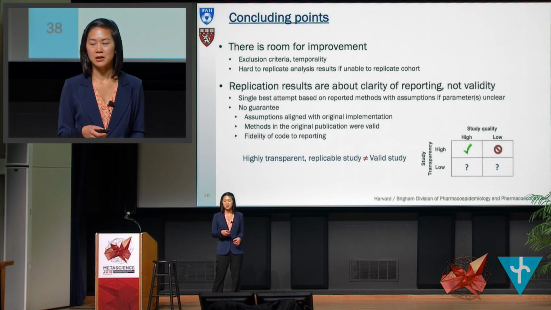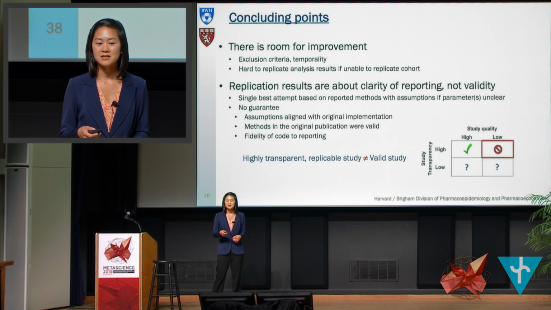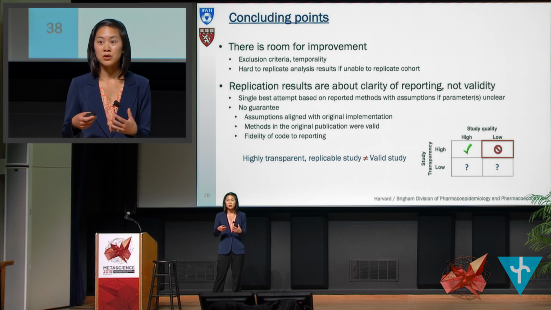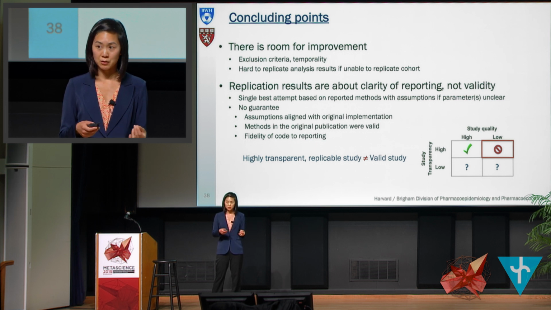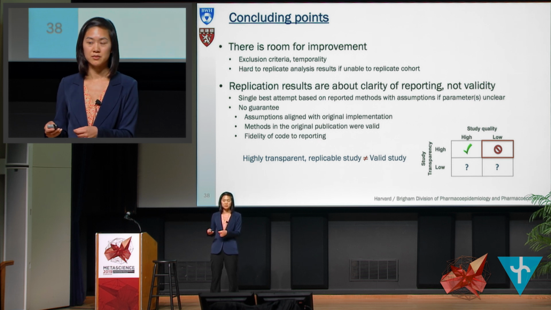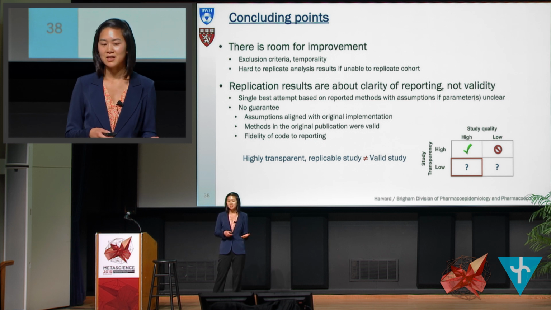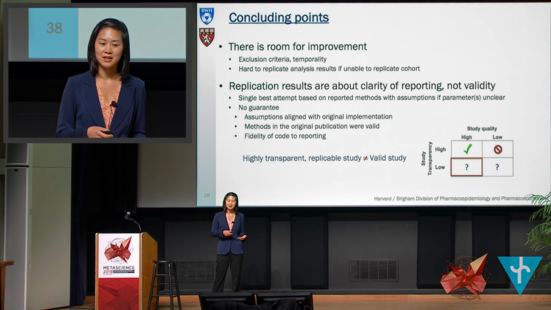Another take-home point is that our replication results are about clarity of reporting and not necessarily an assessment of validity in and of itself. We had studies in our sample with clear design flaws, but because they reported what they did so clearly, we were able to replicate the flawed result. We also have studies in our sample that may have been really great studies, but we couldn't tell what they did. So we had to make assumptions, and those assumptions may not have aligned well with what they actually did.